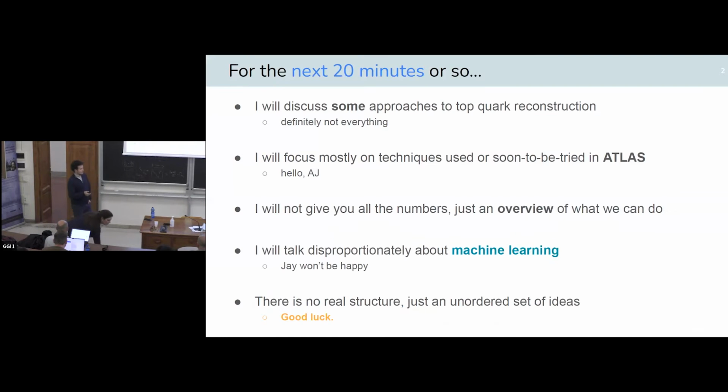So I have about 20 minutes to tell you everything you need to know about top reconstruction. So definitely I'm not going to discuss all of the topics that are there. I'm going to be very Atlas-centric and tell you about things that we are doing now and things that we might do in the future and how they might look for quantum information. And also I'm going to talk a lot about machine learning. And I'm going to try and mix and match the topics. It's a bit of a stream of consciousness, unfortunately.